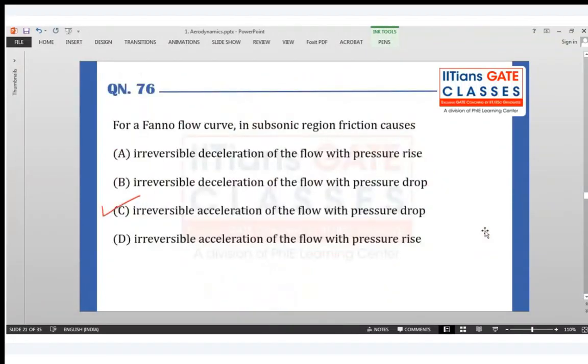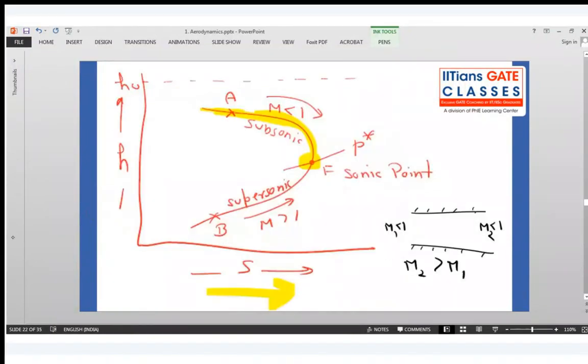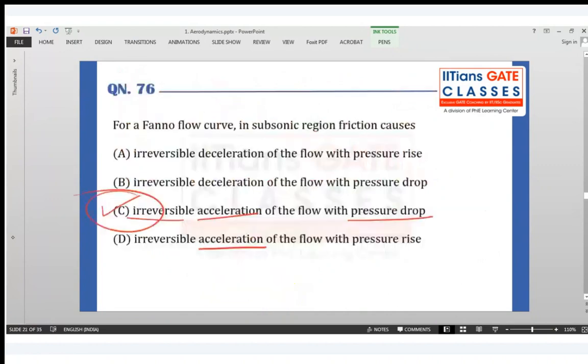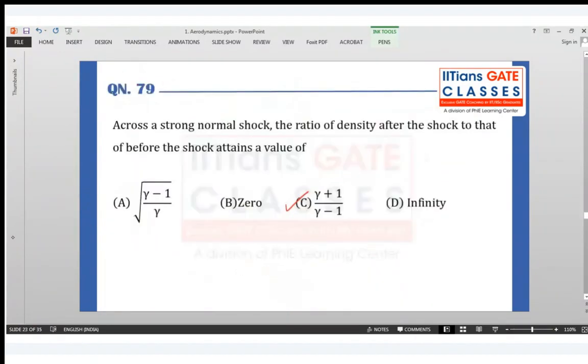So with that understanding, you can answer this question. First identify what happens in Fanno flow. There is irreversibility. Irreversibility is in all four of them, so nothing to do with it. But the flow accelerates, so there are two acceleration options possible here. And when the flow accelerates, pressure drops. So with that, I can choose my answer to be C. If you know the Fanno flow, this diagram, if you revise the Fanno flow, then it's pretty standard. Then anybody will know.